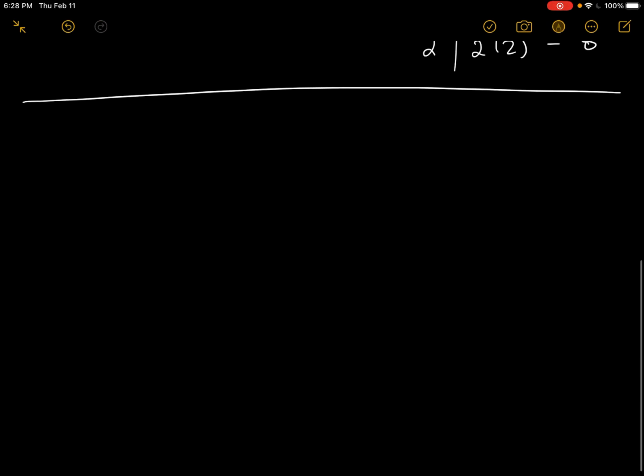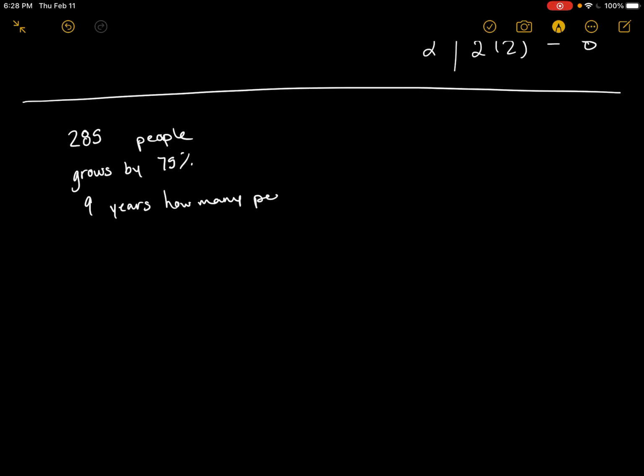We can do something like if we had 285 people to start, they subscribe to some sort of service. This service grows by 75% per year. And we want to know, after 9 years, how many people. All right, so if we're looking for each of our things, we start here. That's our starting point. So we started with 285 people. That's where we begin.